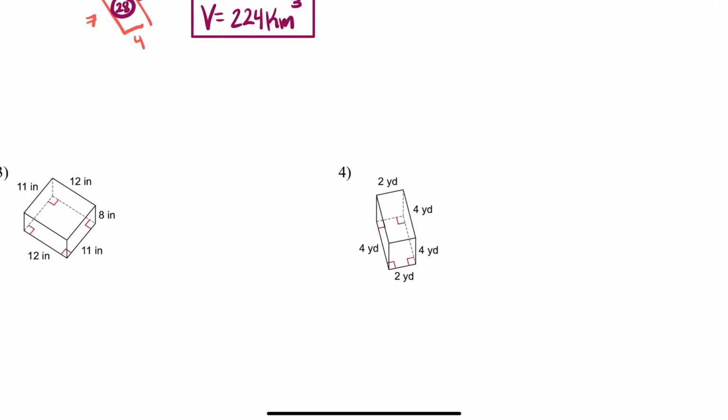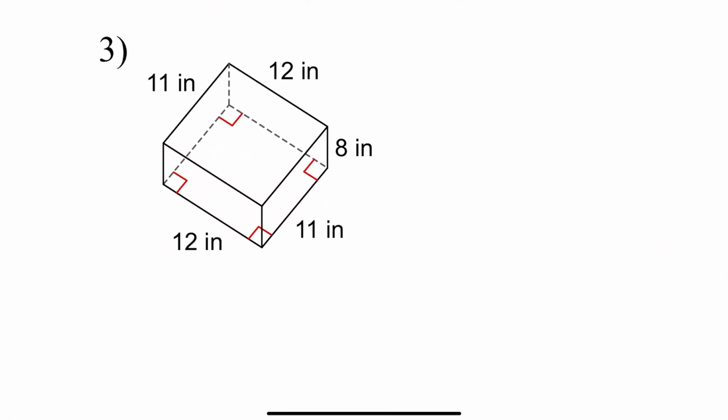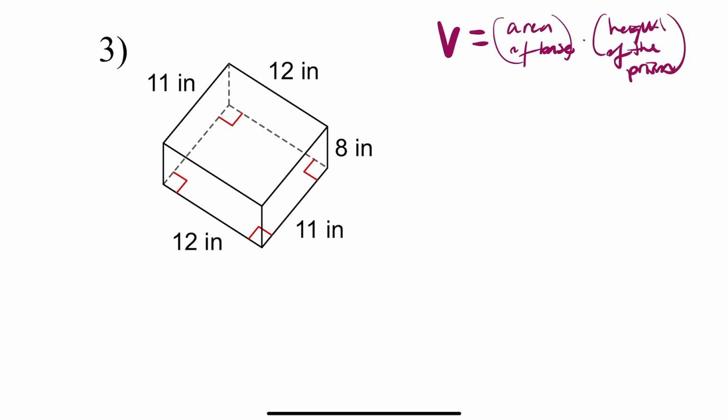So maybe I'll tackle this one right here. And if you want to pause it and try it on your own and then check how I do it afterwards, you can do that. It's good practice. But I'm going to go ahead and get started. So first thing is remind myself that I'm finding volume. So area of base times the height of the prism. Okay, right away I told you maybe look for the height first.